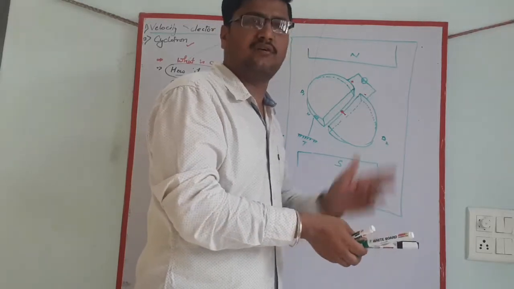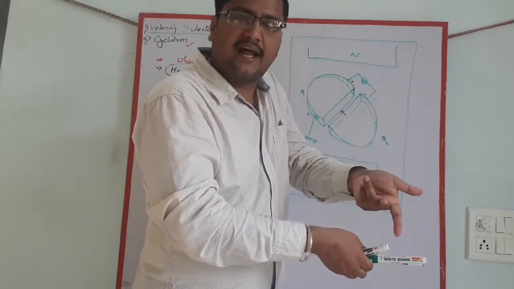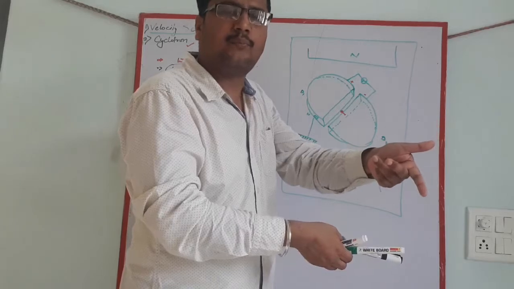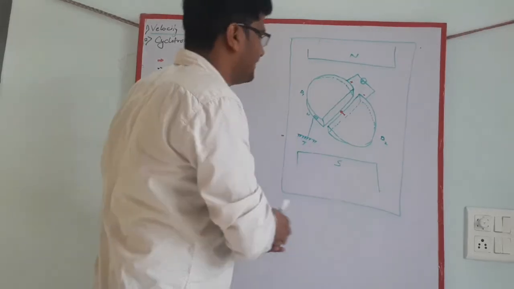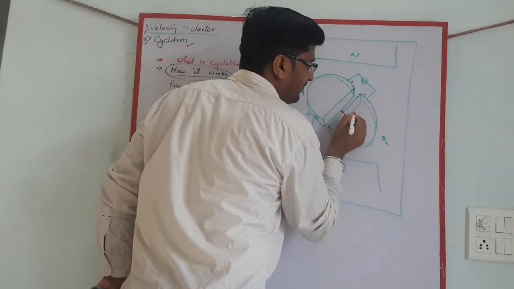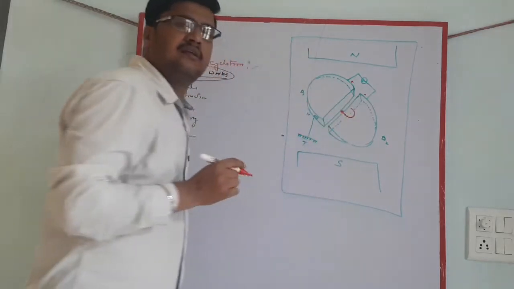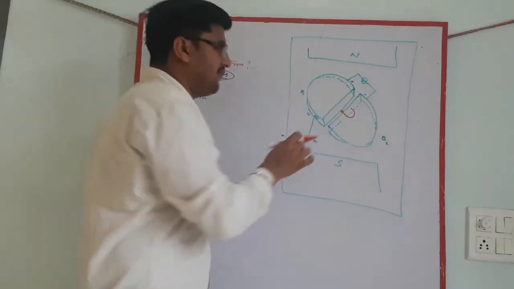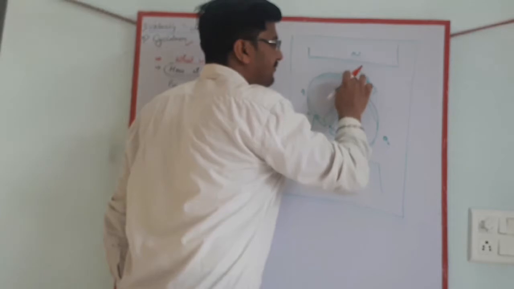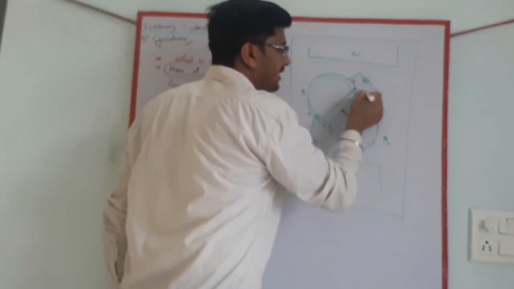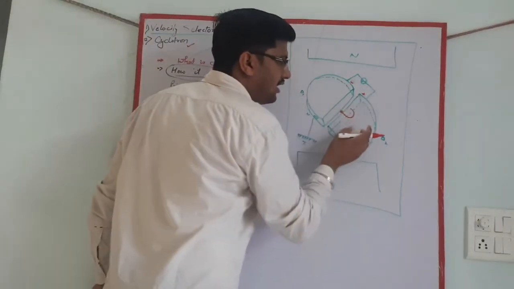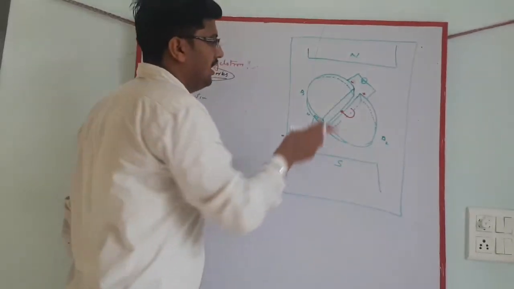So what is the direction of the motion? Fleming's left hand, magnetic field downward, direction of motion toward D2, and the force will act perpendicular to both, and it starts moving in a circular path. And as soon as it reaches the gap again, after covering the semicircle, the source of EMF changes the polarity and D1 becomes negative, D2 becomes positive. D2 now repels the positive charged particle and D1 attracts.